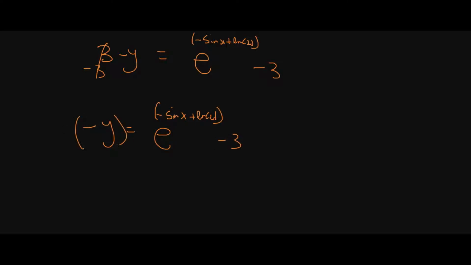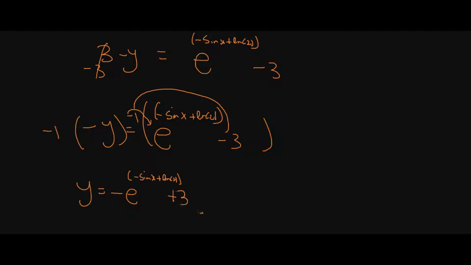Now to get rid of the negative, we multiply both sides by -1. We get y is equal to, again, the power on e stays the same. That will never change. So it's -1 times e to the power, which is negative e to the negative sine of x plus ln of 2. Negative times a negative with the -3 becomes a positive 3. Bam, there it is. We got our function. We are in business. That takes care of the problem for us.